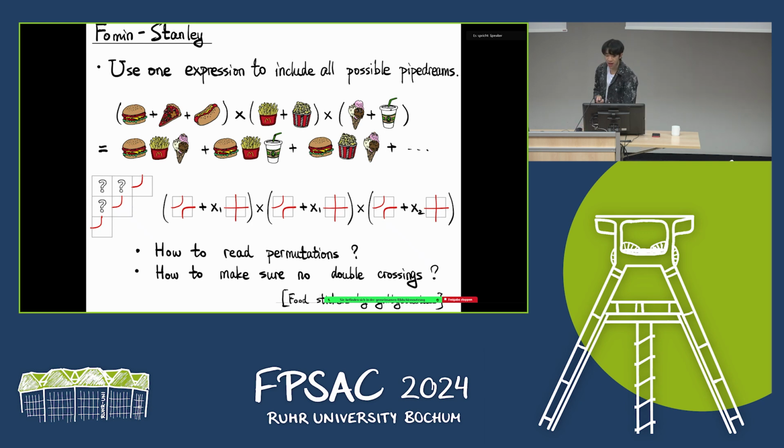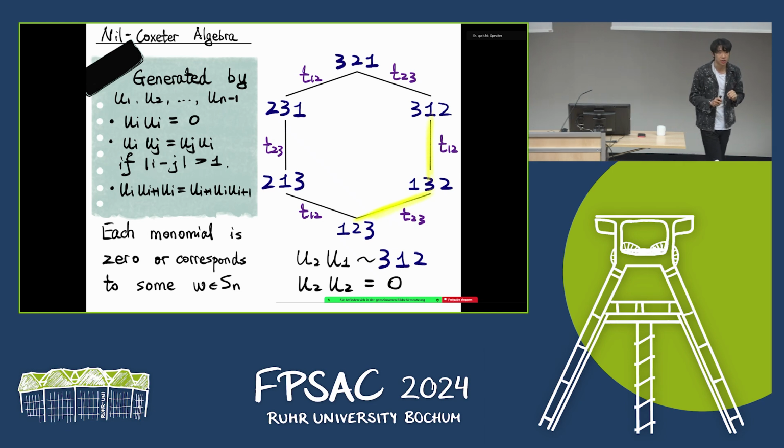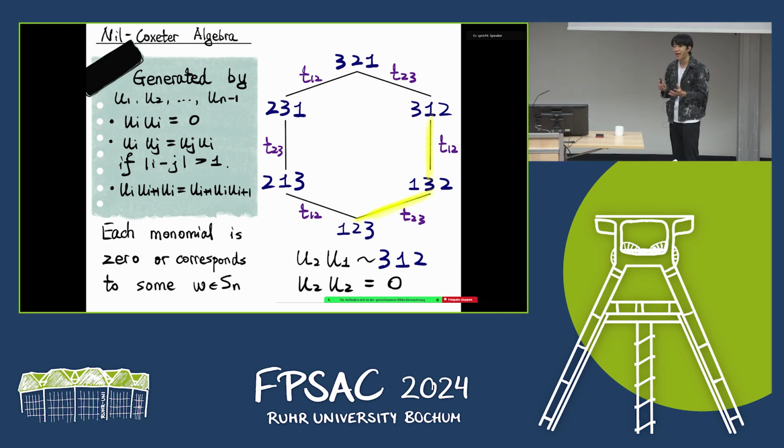So that's why they turn to something called the nil-Coxeter algebra. The nil-Coxeter algebra is generated by U1 all the way to U(n-1). The best way to think about the nil-Coxeter algebra is that each monomial here is either 0 or it corresponds to a permutation in essence. To find out this correspondence, we need to use this graph from earlier. Now if I see U2, U1, the first U2 says, well, start from 1, 2, 3 and try to take the T2,3 edge and go up. Well, now I'm here at 1, 3, 2. And then the U1 says, try to take the T1,2 edge and go up. Well, now I'm at 3, 1, 2. So U2, U1 corresponds to the permutation 3, 1, 2. If you know reduced words, that's saying that s2 s1 is a reduced word of 3, 1, 2.